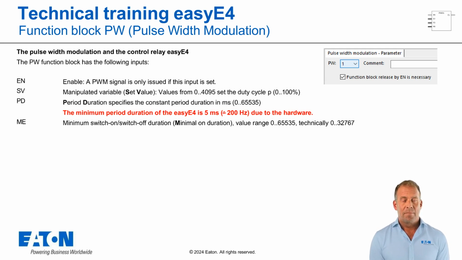At input ME, the minimum switch-on and switch-off times are passed in increments. This means that if the control variable SV is so small that this set minimum duty cycle is not reached, no pulses are output. The same applies to the minimum switch-off time. If the control variable SV is so close to the maximum that the minimum switch-off time is not reached, the PWM output remains constantly switched on.